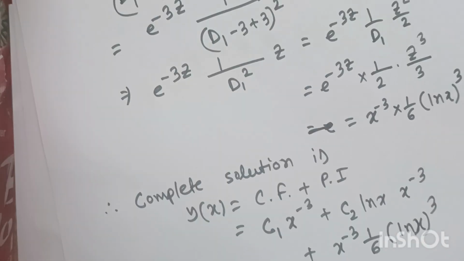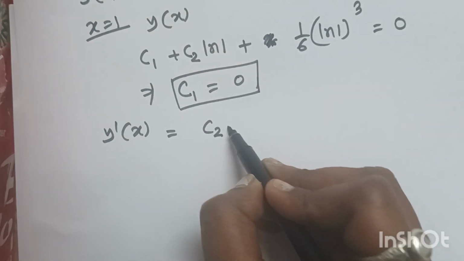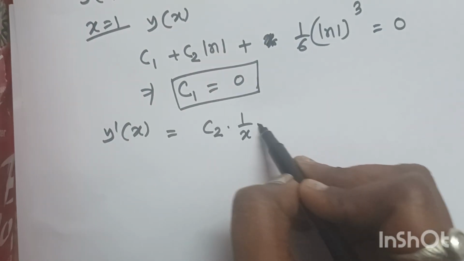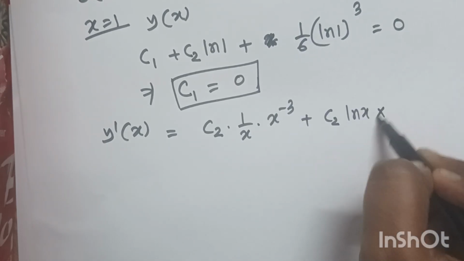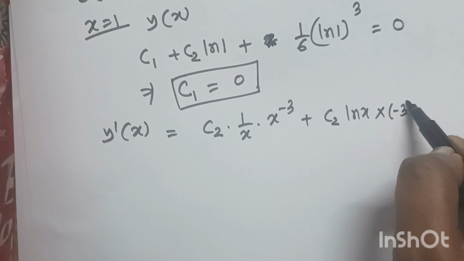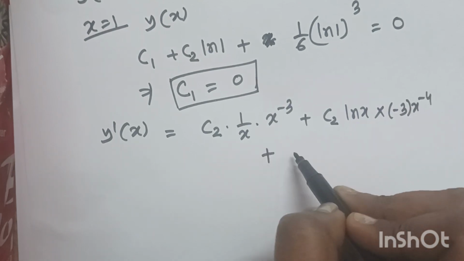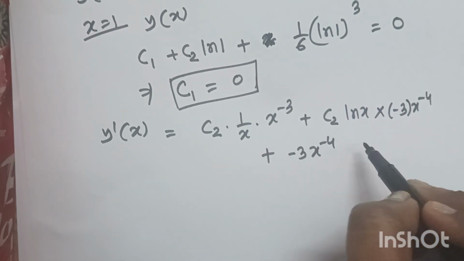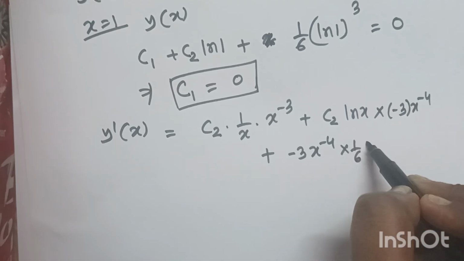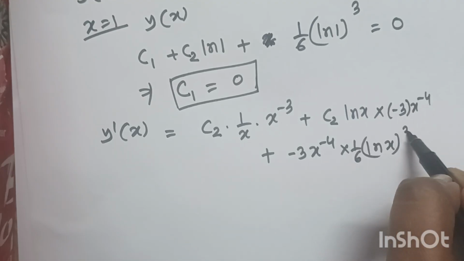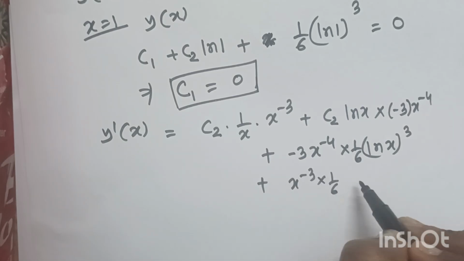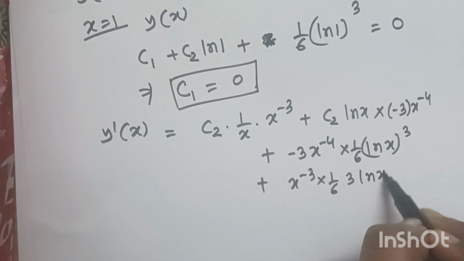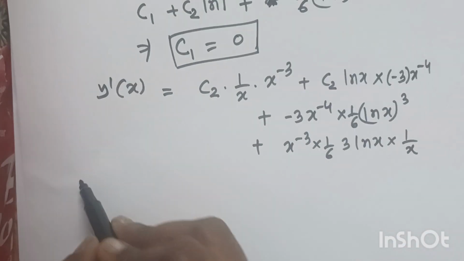Now if we put C1 equal to 0 and differentiate the function y(x), we obtain y dash (x) equal to C2 into 1 by x into x to the power minus 3, plus C2 ln x into minus 3 x to the power minus 4, plus minus 3 x to the power minus 4 with 1 by 6 (ln x) power 3, plus x power minus 3. This is not a very difficult one. This is just the derivation of the function y(x). You all can do this.